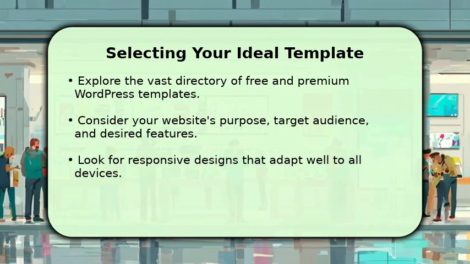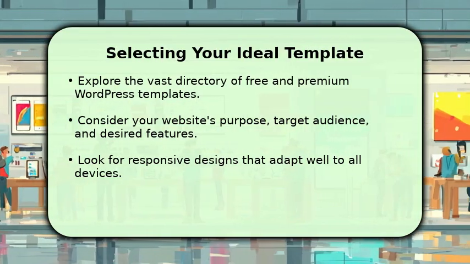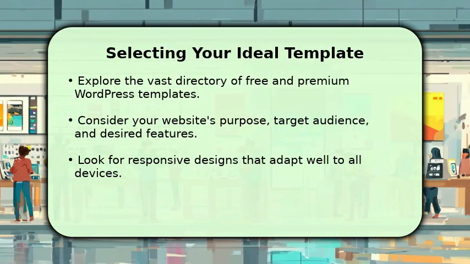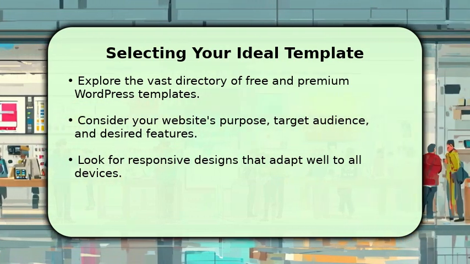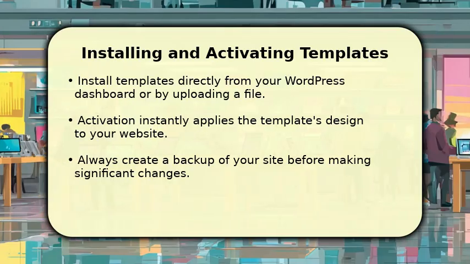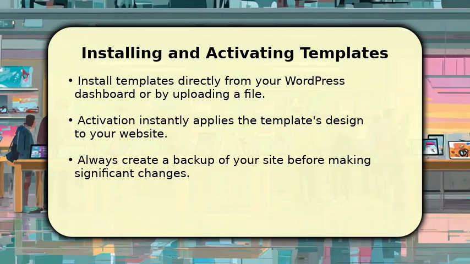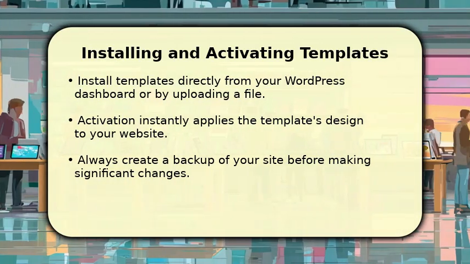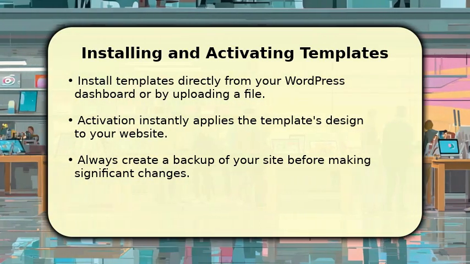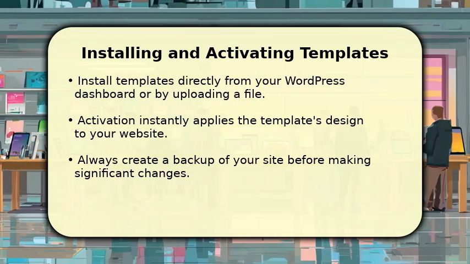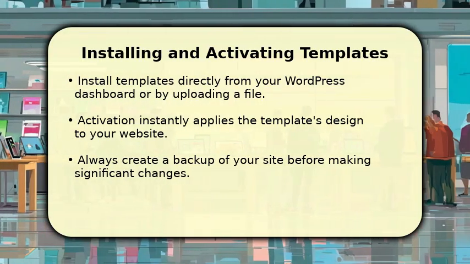Ensure the template offers full responsiveness, looking excellent on screens from small smartphones to large desktop monitors, enhancing accessibility for everyone. Installing a template is straightforward. You can search and install directly through your WordPress dashboard or upload a zip file for premium options. Once installed, simply click Activate to instantly transform your site's appearance.